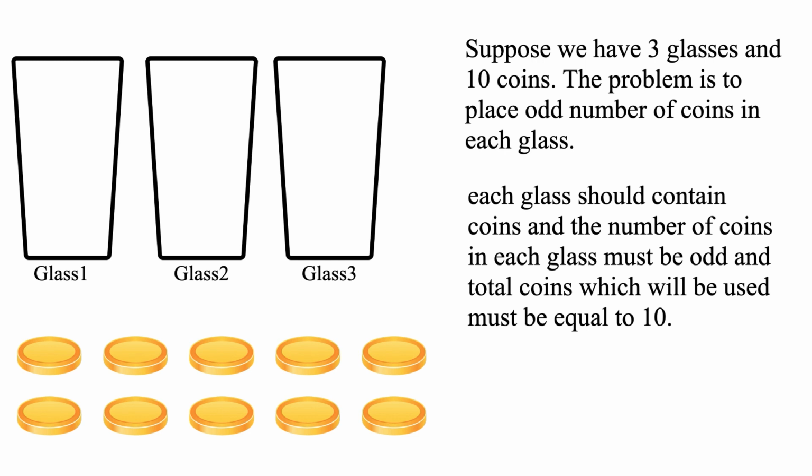Let me repeat the puzzle. Suppose we have 3 glasses and 10 coins. The problem is to place an odd number of coins in each glass. That is, each glass should contain coins and the number of coins in each glass must be odd, and the total coins used must be equal to 10.